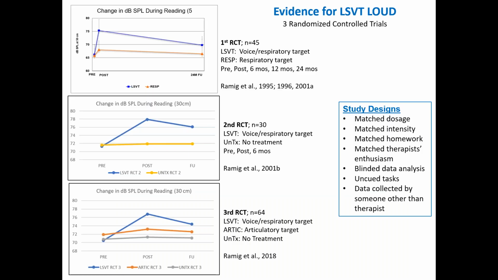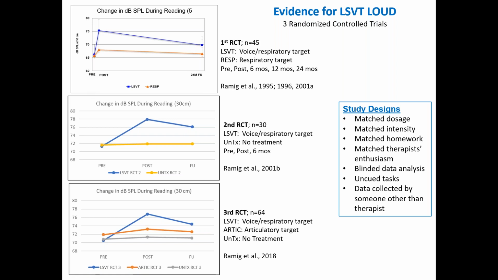So here you'll see the 3 randomized controlled trials that have been conducted for LSVT Loud. And with those, you'll see on each graph, or on the left-hand side of your slide, the decibels of sound pressure level. And that's just the acoustic correlate for vocal loudness. So an increase in vocal loudness is a line moving up on the graph here. And then you'll see over the course of time on the horizontal axis there.